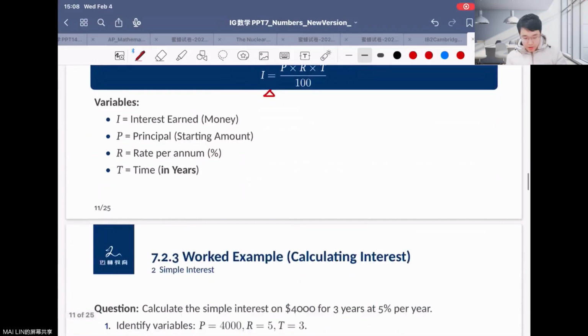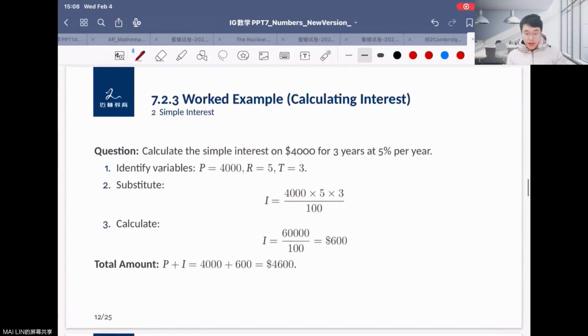So here's an example for you. We have the variables P equals 4,000, R equals 5, T equals 3. That means you deposit $4,000 for 3 years, and each year we have a 5% simple interest. So here you can set the interest as 4,000 times 5 times 3 over 100. And then you can find the interest is 60,000 over 100, that is $600. So here you can add the basic amount plus the interest, 4,000 plus 600, and the final answer is 4,600. That is how to calculate the total amount.